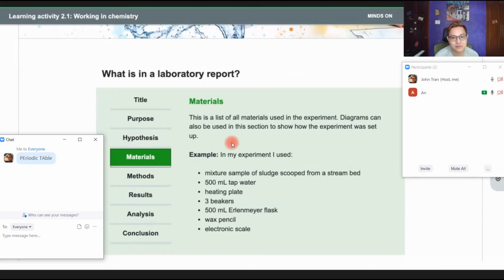So let's just take an example. Basically, I think the experiment is to test the chemical composition, what's in the sludge of a stream bed.